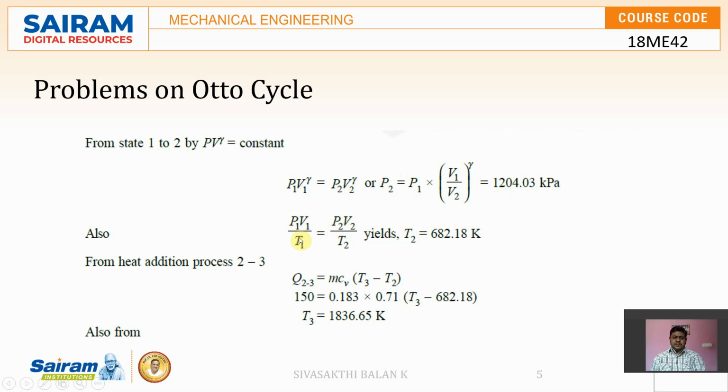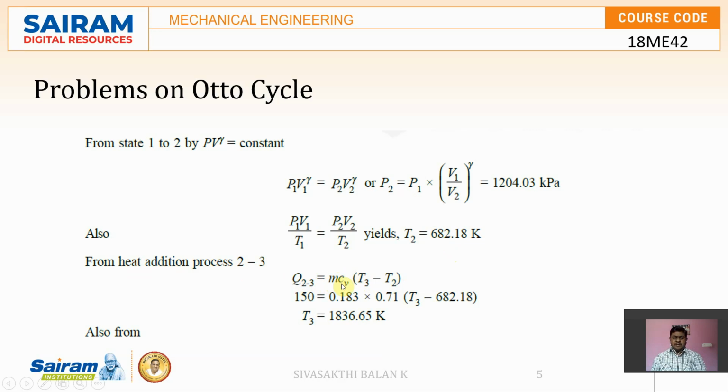P1 V1 divided by T1 is equal to P2 V2 divided by T2, and this yields T2 as 682.18 degree Kelvin. From heat addition process 2 to 3 we can easily calculate Q2-3 is equal to m Cv (T3 minus T2). We have considered Cv since the heat is added by keeping the volume constant.